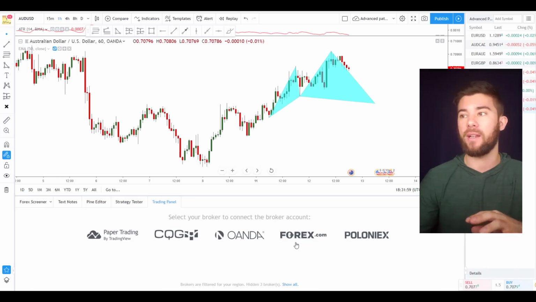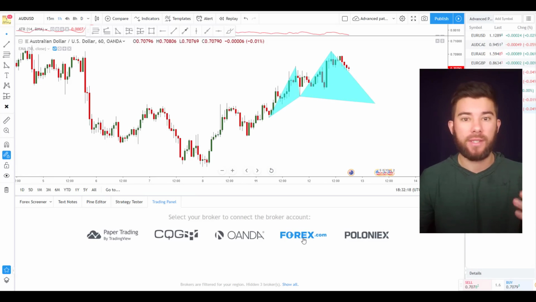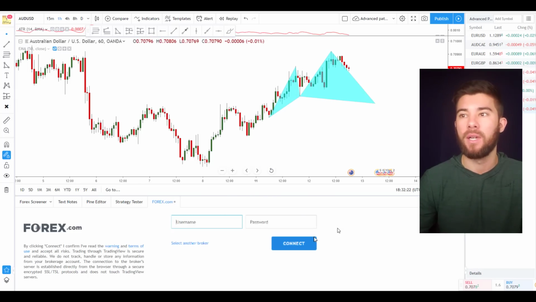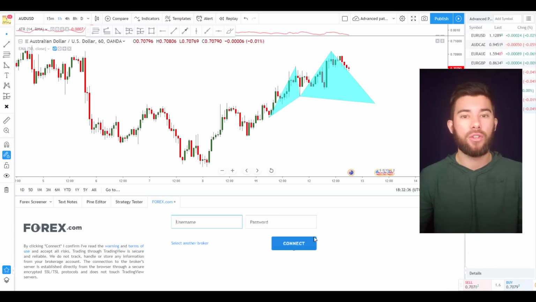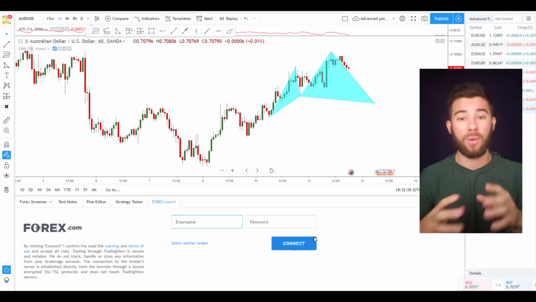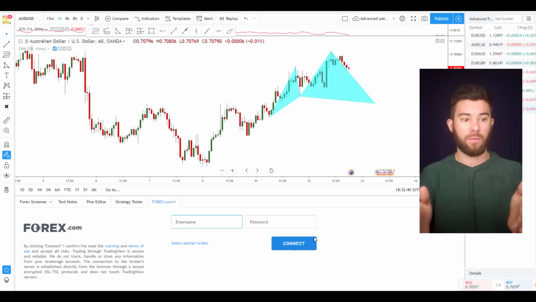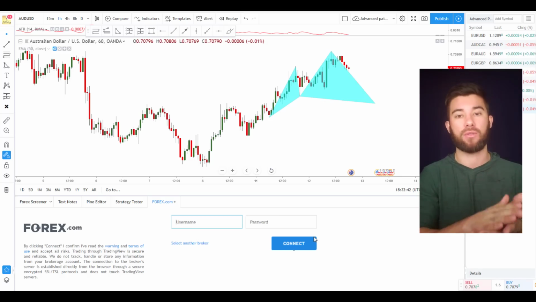And once you do that, all you have to do, let's say you have a Forex.com account. I don't. Let's say that's the brokerage you're trying to use. If that was the case, you would click Forex.com. You would type in your username and password for Forex.com here and here, and then you would click Connect. You would accept the terms and conditions of TradingView whenever they connect you to another brokerage, and that would be exactly how you connect your brokerage to TradingView in order to trade directly through the TradingView platform.